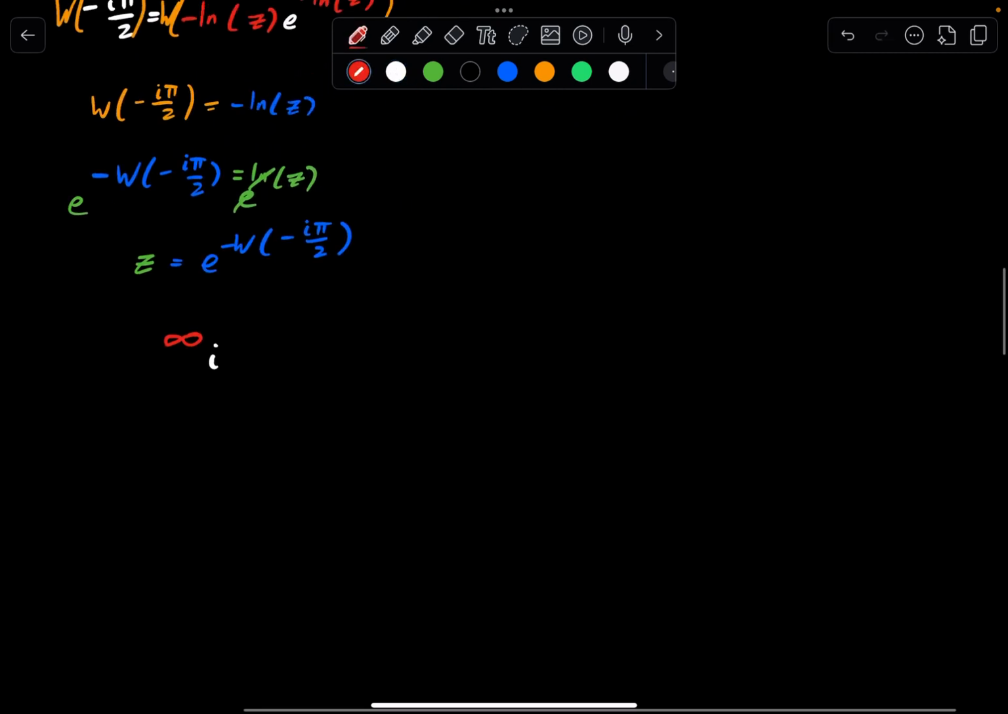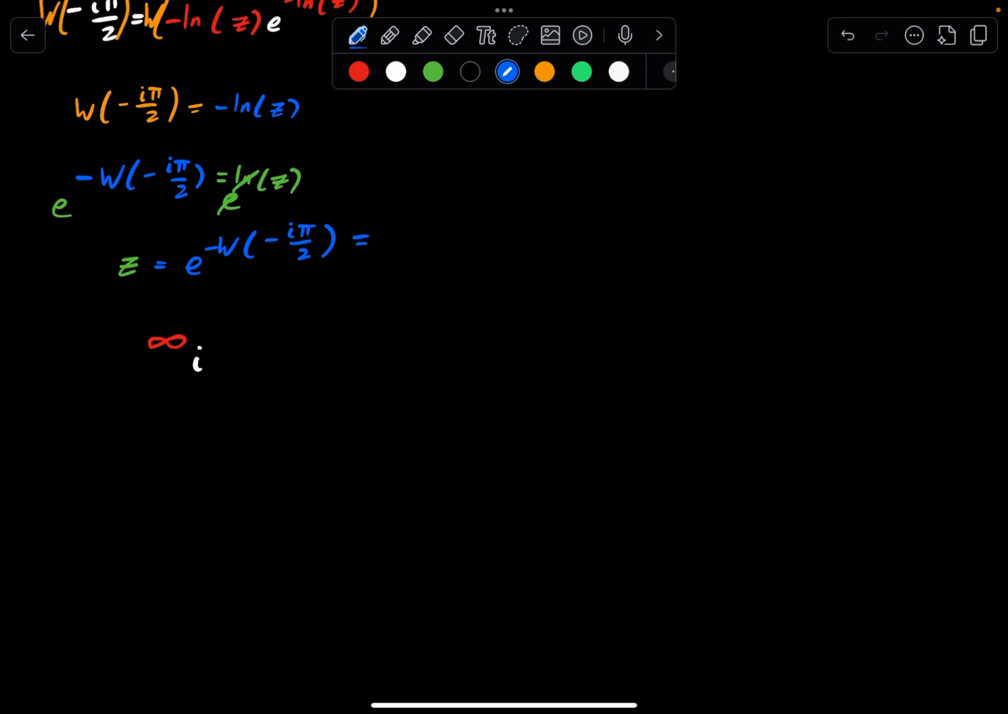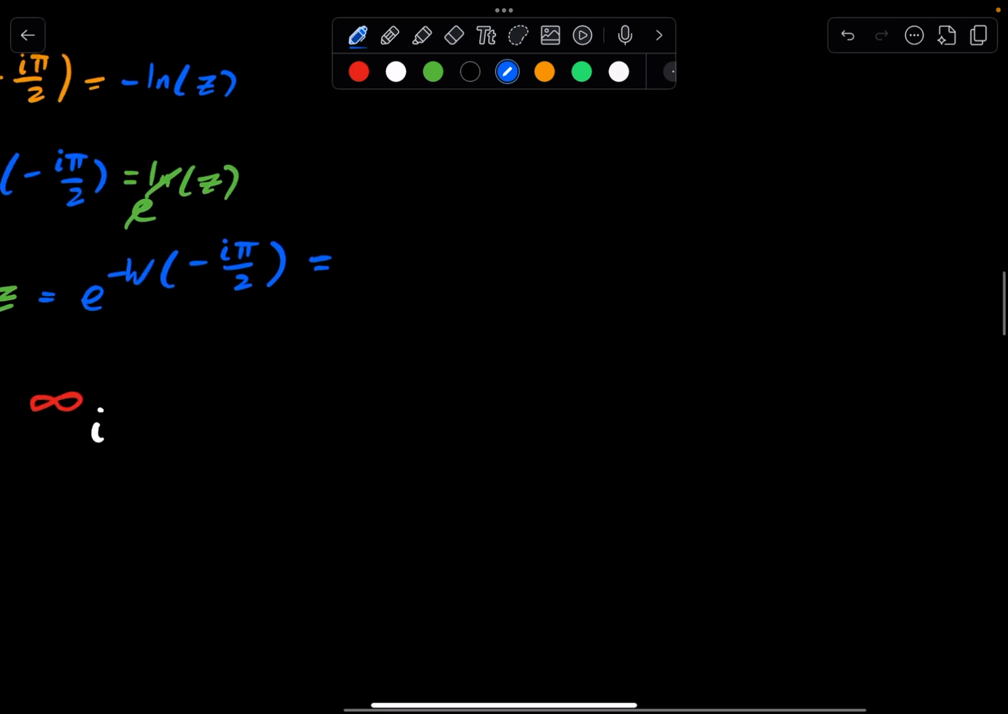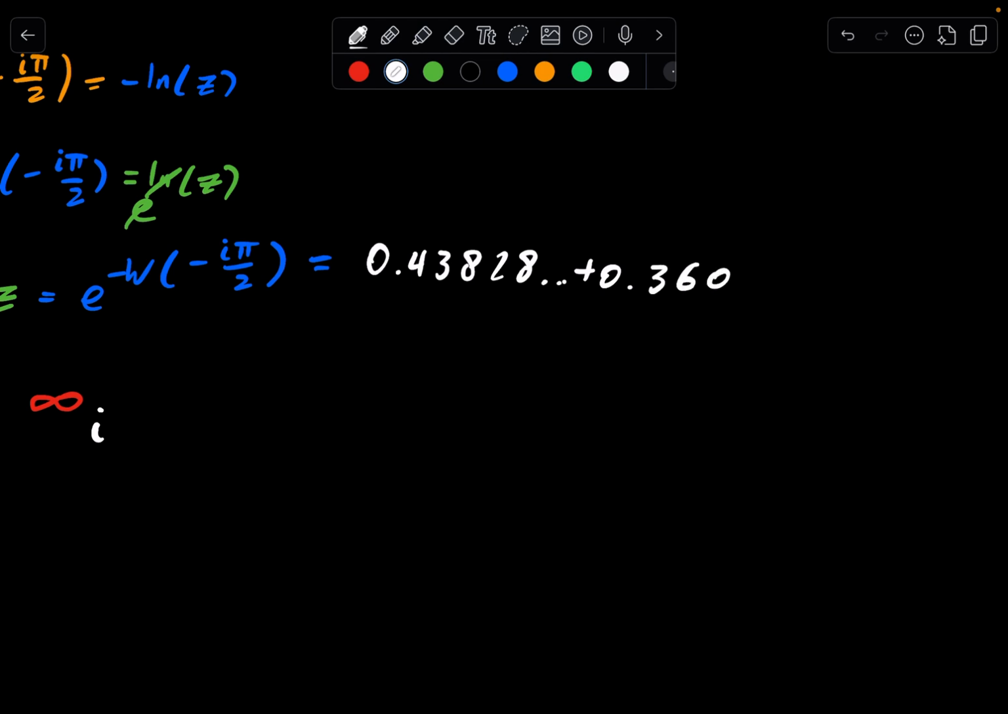And if you're wondering what this z comes out to be, it turns out I have it here saved. Let's see here. I have it here somewhere. Oh yeah, it's right here. It is 0.43828 plus 0.36059 i. So yeah, it goes on. There's an infinite number of numbers in this.